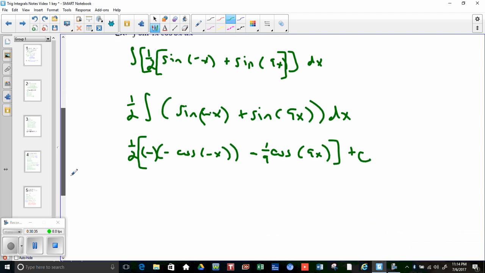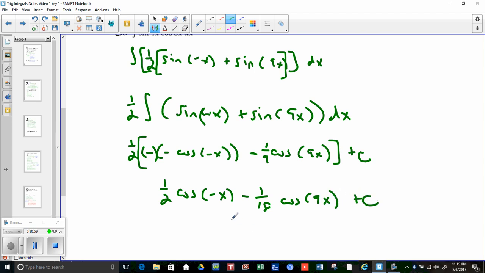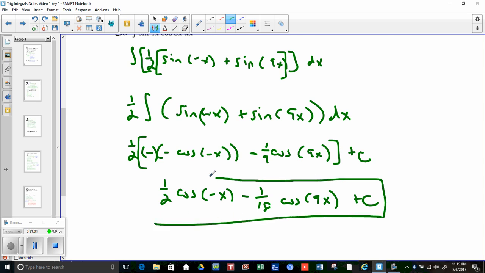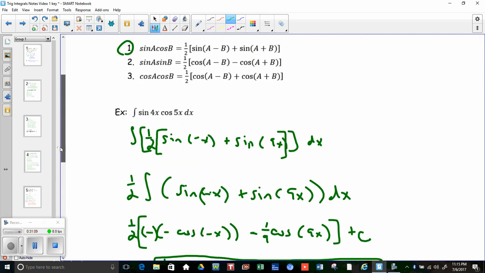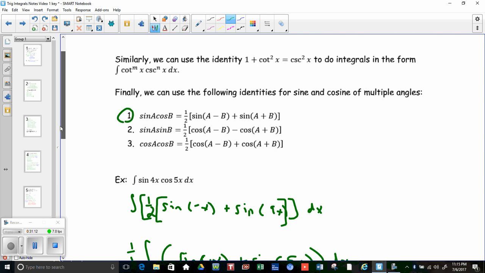So let's clean that up because that does not look very good. So really what we've got is a negative, negative makes a positive. We're going to distribute the 1/2. So we're going to have 1/2 cosine of -x. Multiply the 1/2 times the 1/9, so we have minus 1/18 cosine of 9x plus c. And that's it. So it really is just using some of these properties that you probably either haven't really gone into very much or have forgotten since pre-calculus.